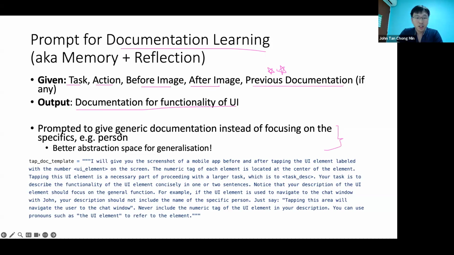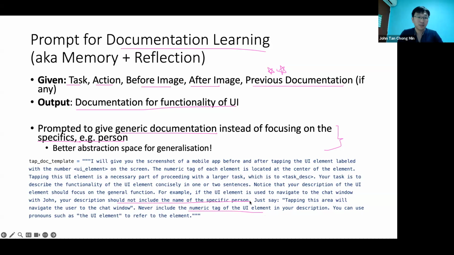They prompt it to give generic documentation instead of focusing on specifics like the person or the UID number. So you see, never include the UI element in the description, never include the person. So that if you are searching for Bill Gates now, you don't want to say that this UID helps me search for Bill Gates.